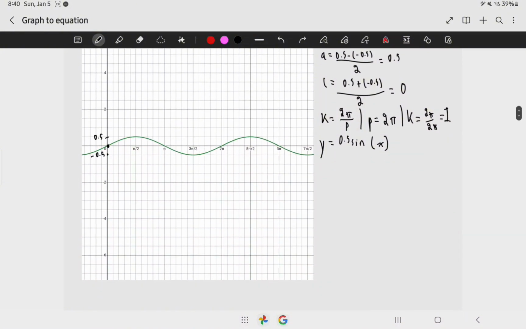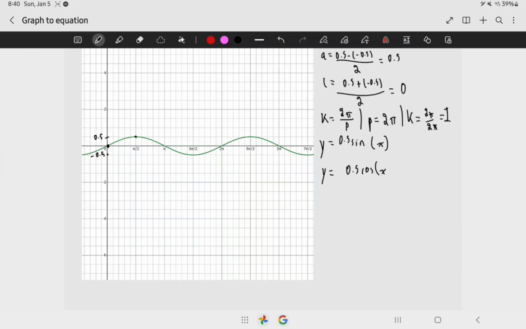Now, if you wanted to do a cos x version, what we could do is y equals, and let's put back 0.5 cos. So now if we want to do cos, we could do x. So if I'm just looking at it, we could do x.